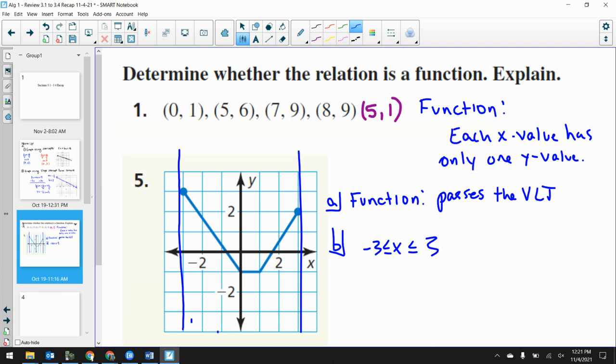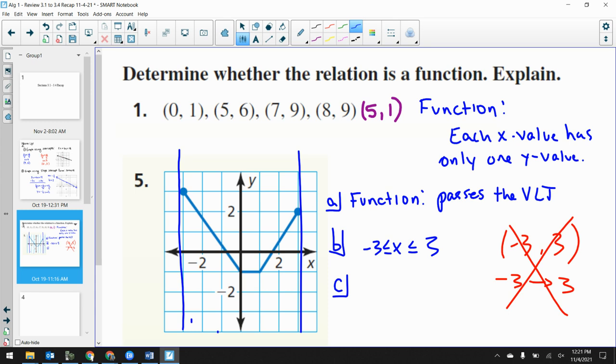You know what I got on the quiz? People were writing it like this. No. Somebody wrote it like this, like -3 to 3. No. You can't do that. It's got to be written like the inequality. Okay?